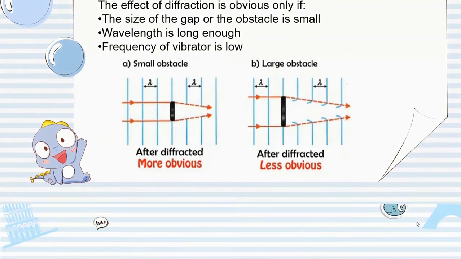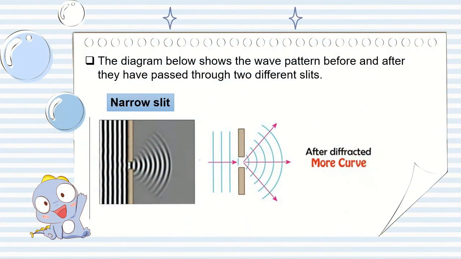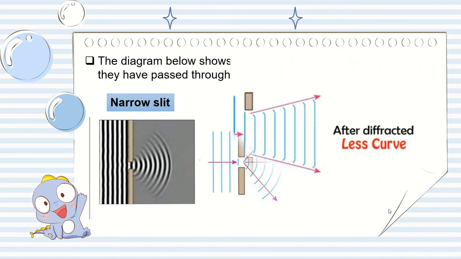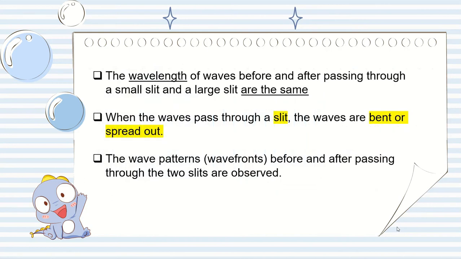Next is about the relationship between the size of the slit, wave pattern and wavelength. The diagram below shows the wave pattern before and after they have passed through two different slits. The first one is the narrow slit. The second one is the wide slit. The wavelength of the wave before and after passing through a small slit and a large slit are the same.